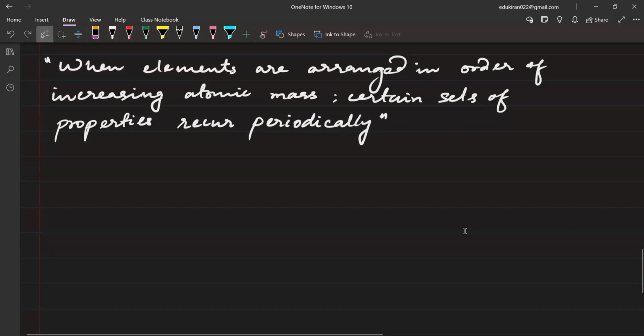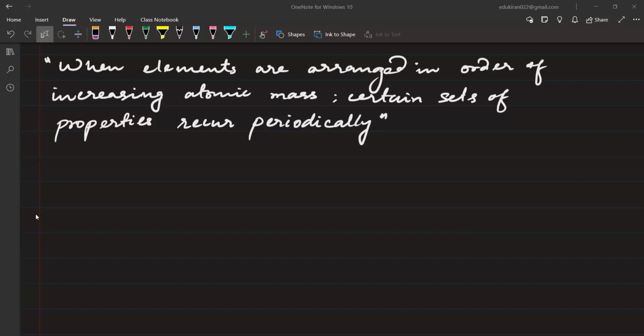Now, the major importance of Mendeleev's periodic table is that it had blank spaces. Mendeleev said that when arranging elements in increasing order of atomic masses, I cannot find a few atomic masses. There should be some elements having this atomic mass, this atomic mass, this atomic mass, which will be discovered later on.